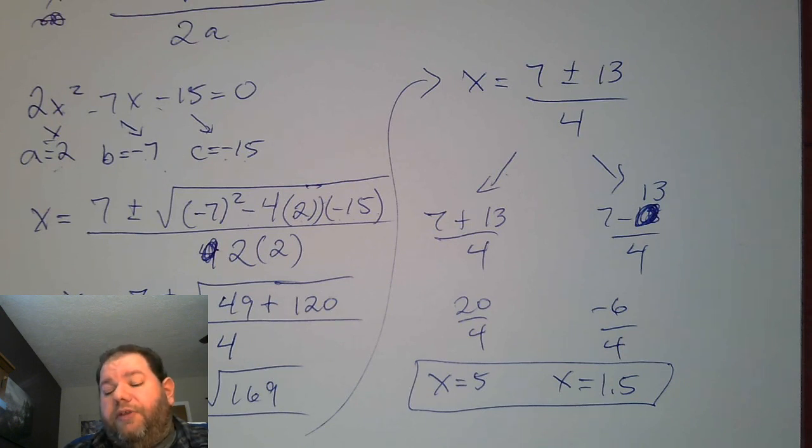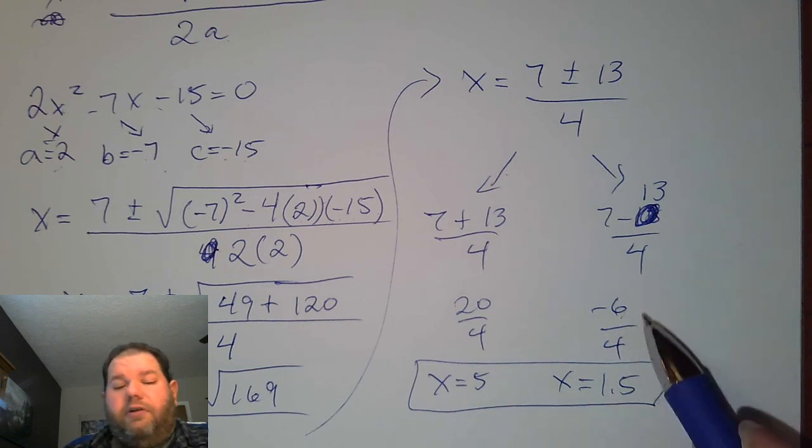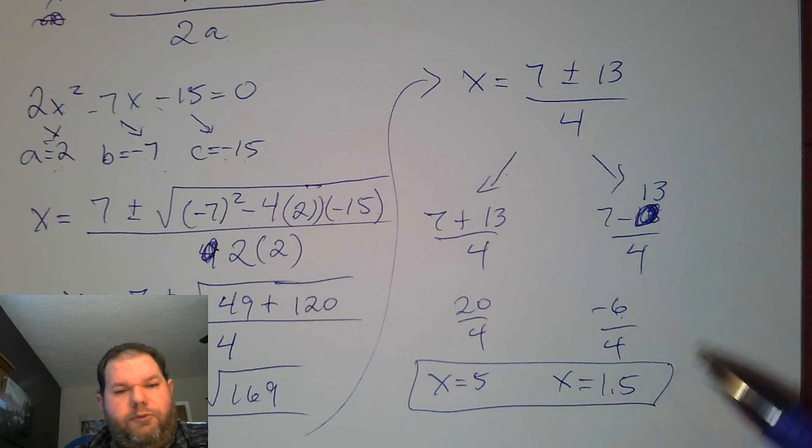If we need to do anything else with this number, I absolutely would recommend a decimal, because it's going to be much easier to take this 1.5 and plug it into some other function or equation than it would be for a negative 3 over 2 if we were to reduce this.